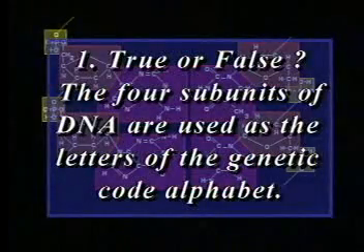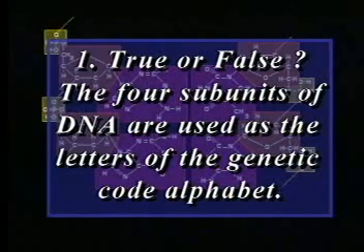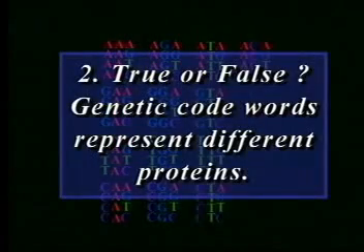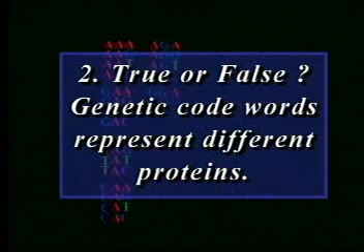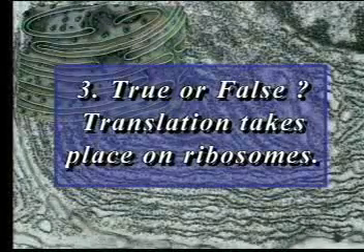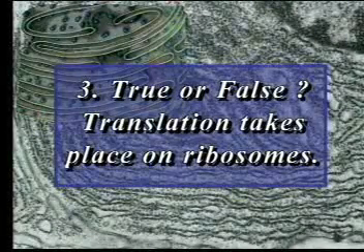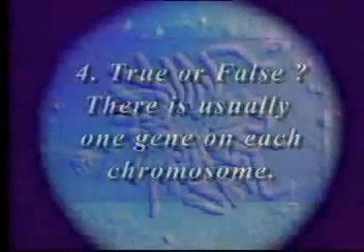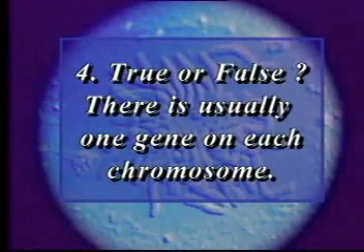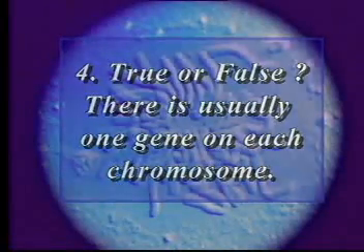True or false? The 4 subunits of DNA are used as the letters of the genetic code alphabet. True or false? Genetic code words represent different proteins. True or false? Translation takes place on ribosomes. True or false? There is usually one gene on each chromosome.